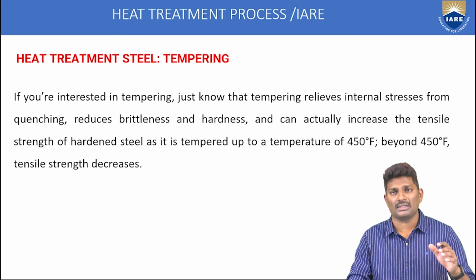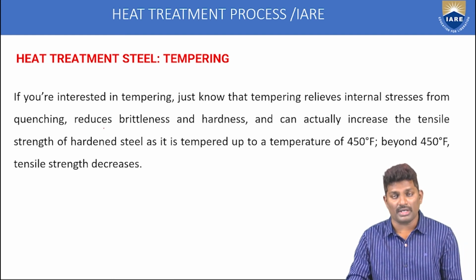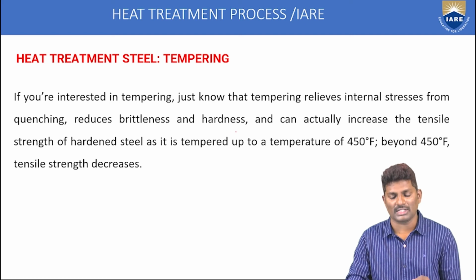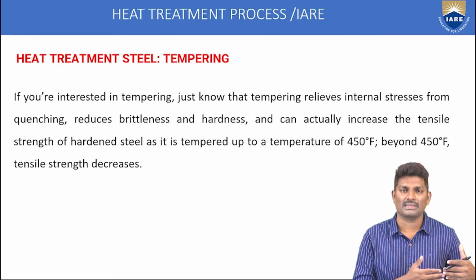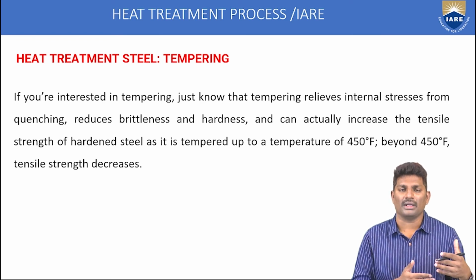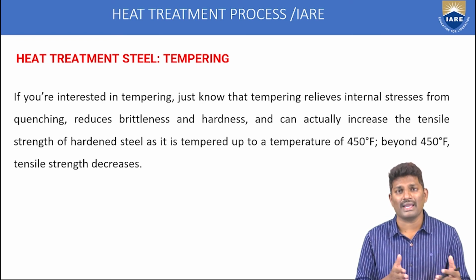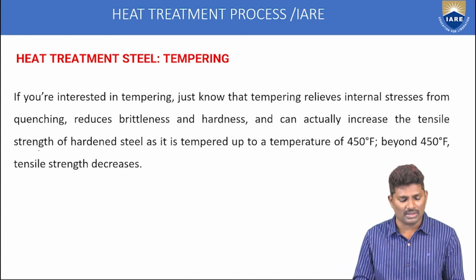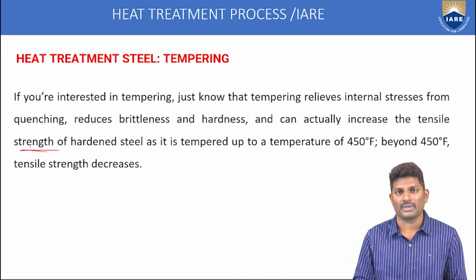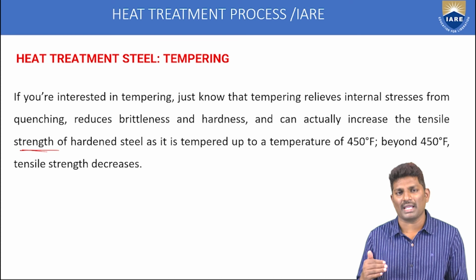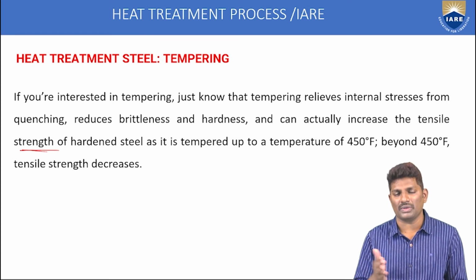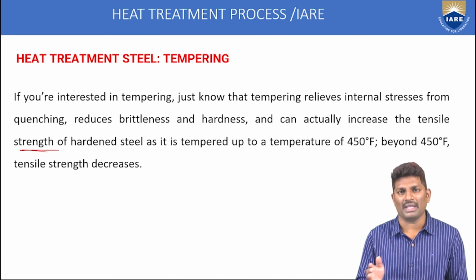So just knowing that tempering relieves the stresses from quenching, reducing brittleness and hardness can actually increase the strength also. So though it is reducing the brittleness, increasing the ductility and reducing hardness, the tensile strength is becoming very, very high. So that is the other thing we can achieve. That means some properties may come down, but some mechanical properties may increase during the tempering process of any steel.